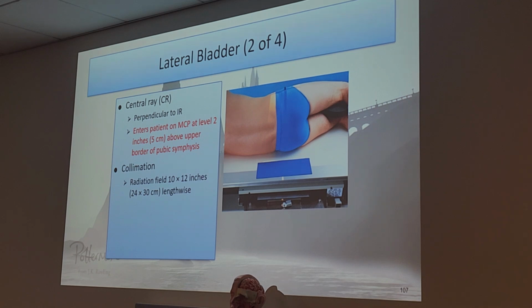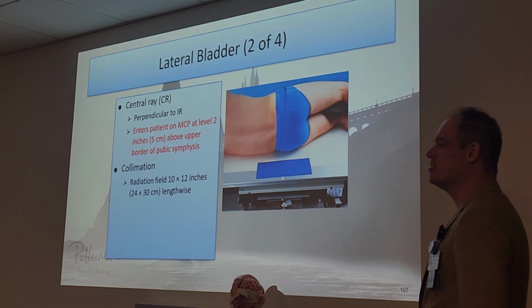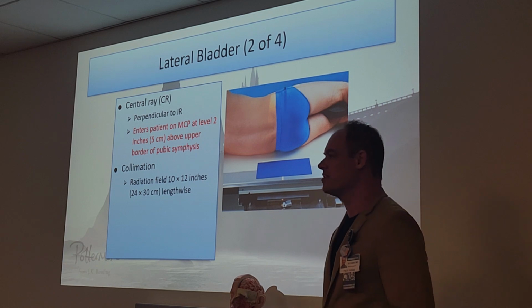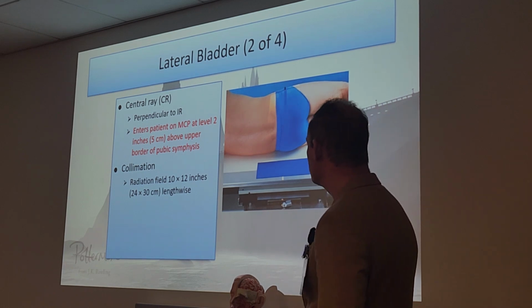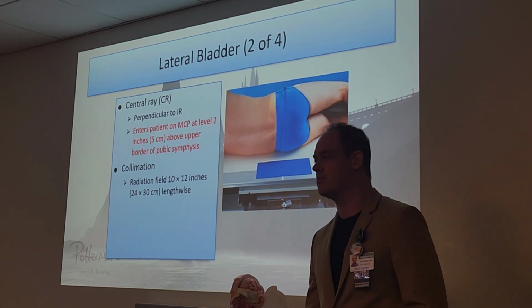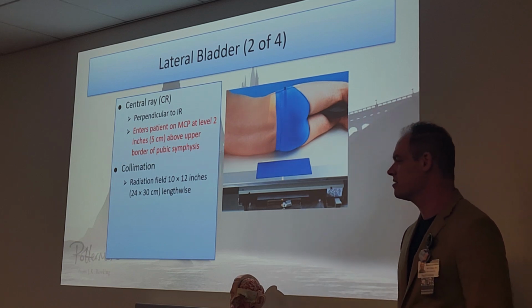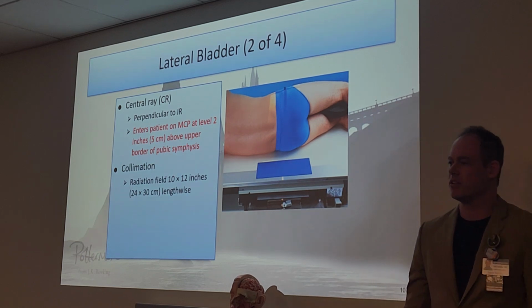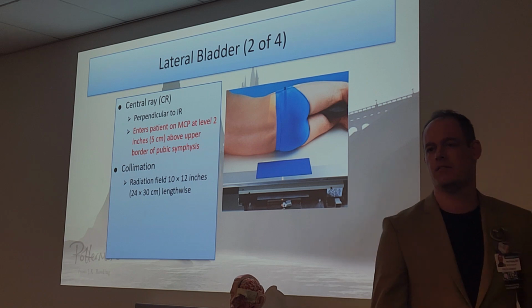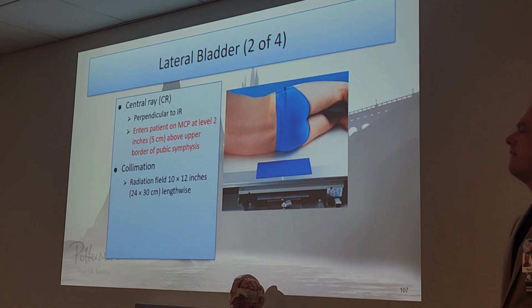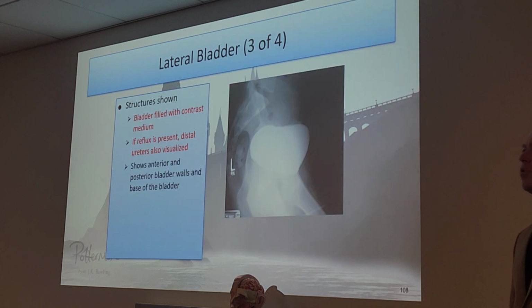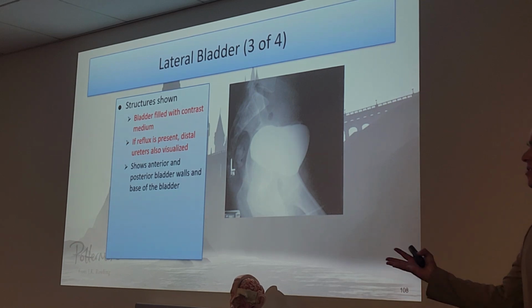All right, central ray, no angle, guys. Perpendicular, 2 inches above the upper border of that pubic symphysis once again. 10 by 12 lengthwise. Now that has changed. So your centering is basically the same for all 3 of those views, guys, unless you're doing a voiding study, which you go a little bit lower. And of course, we want to see the bladder filled with contrast, and if there is reflux, distal ureters. So the evaluation criteria is basically the same for all three of these as well.